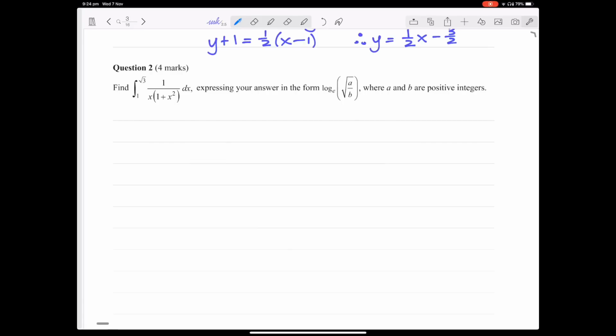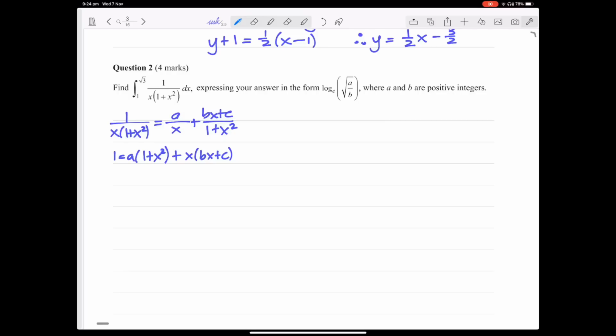Okay. Whew, this one doesn't look very nice, does it? Sort of looks like a 10, but it's not. Okay, I think it looks like an irreducible partial fraction. So 1 on x(1 plus x squared) is equal to A on x plus (Bx plus C) on (1 plus x squared). Okay, so we're going to get 1 is equal to A(1 plus x squared), plus x times (Bx plus C).